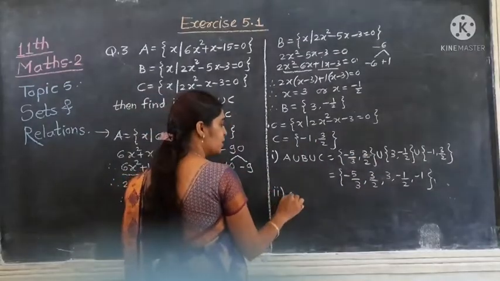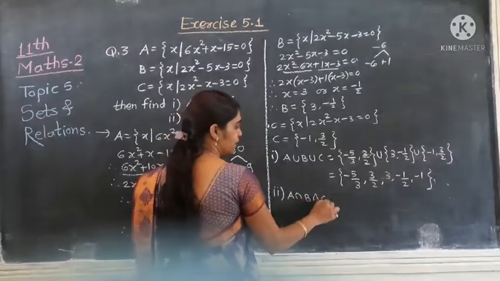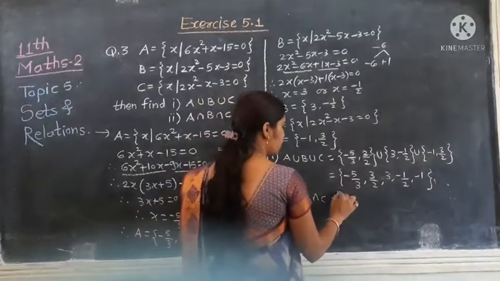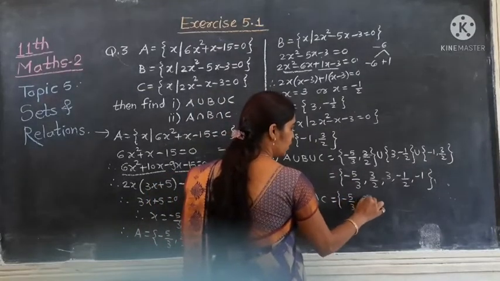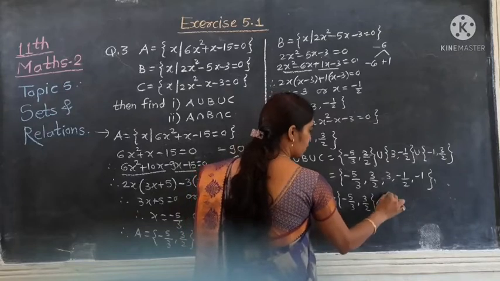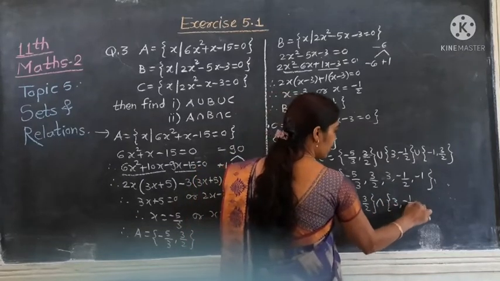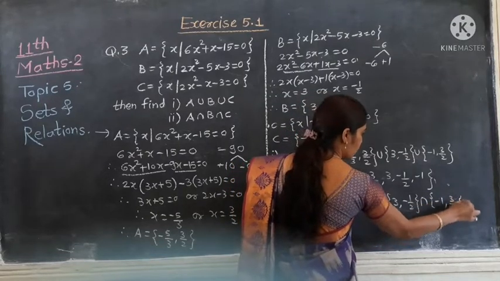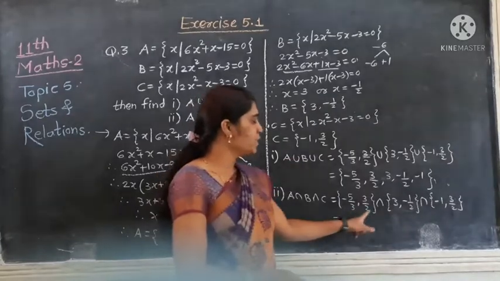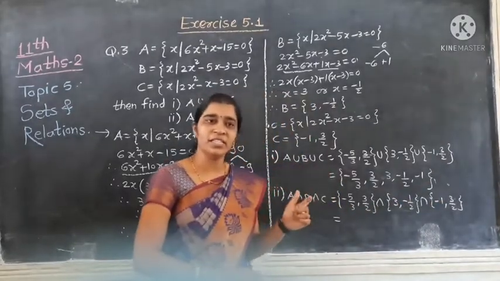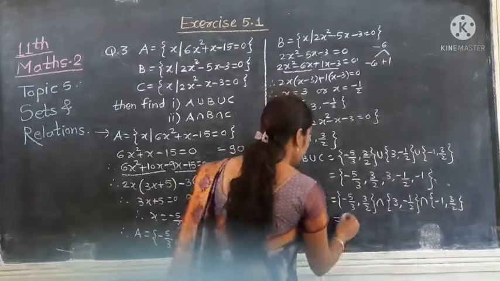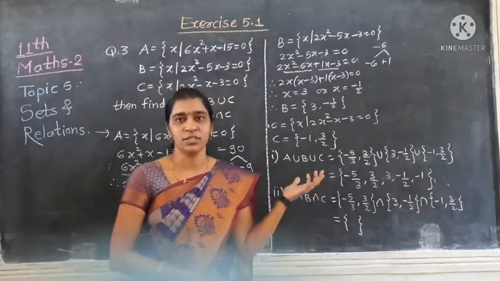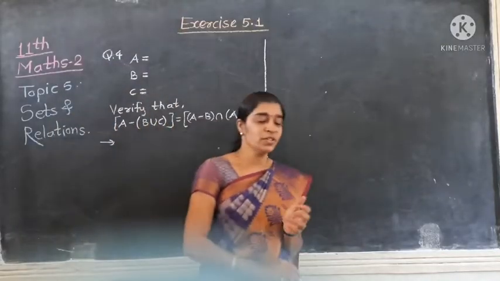And second, intersection, A intersection B intersection C. What is the common between all these three? See, minus 5 upon 3, 3 upon 2. Intersection 3, minus 1 upon 2. Intersection minus 1, 3 upon 2. Is there any element common between all these three sets? No. Not even one is common, so it is a null set. So we get the answer of this third question. Okay. Now let us see question 4.